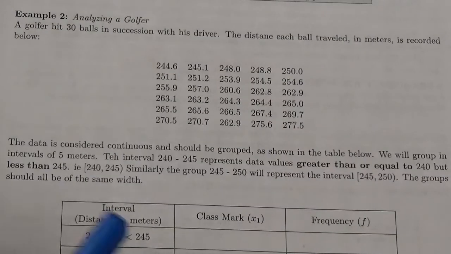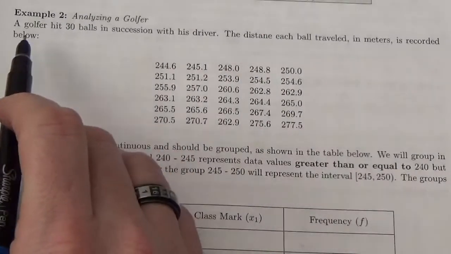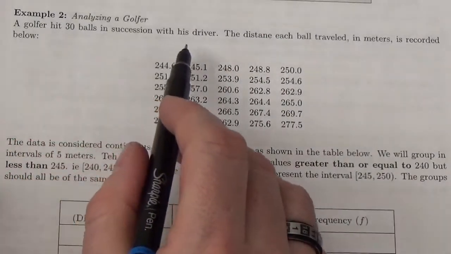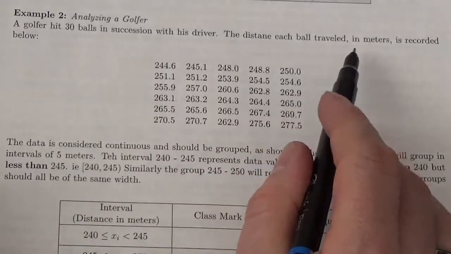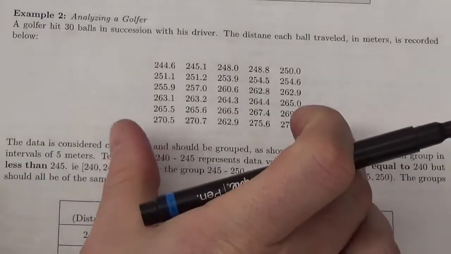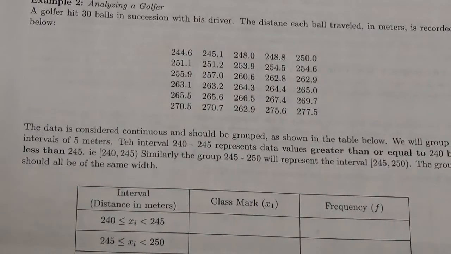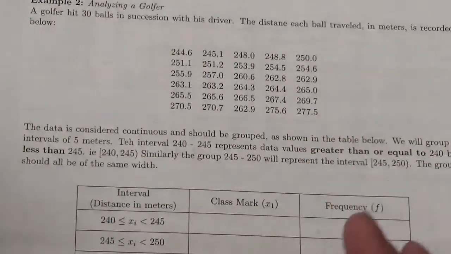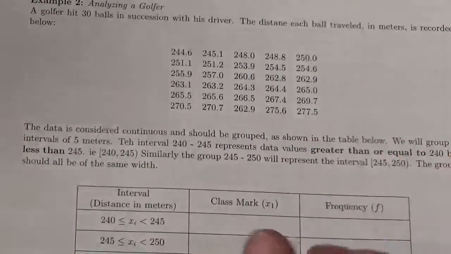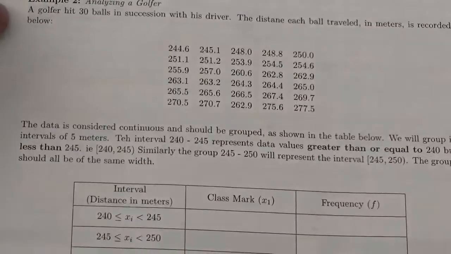Okay, so let's take a look at another example here. We're analyzing a golfer here. So a golfer hit 30 balls in succession with his driver. The distance each ball traveled in meters is recorded below. So here's the data, the raw data, which all on its own actually doesn't help me all that much because I'm not seeing patterns and stuff like this. I need to organize the data to see the patterns.